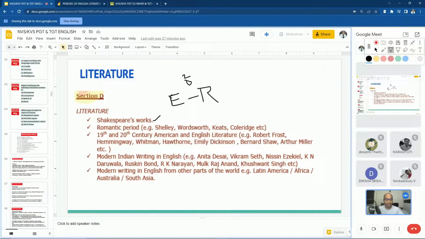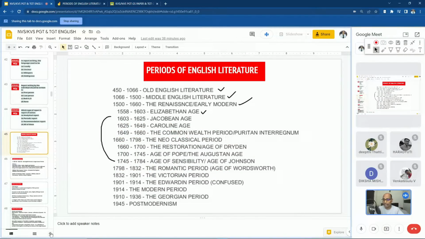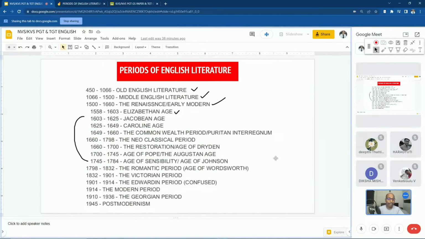So in the previous batch, we decided to complete the syllabus in a systematic manner, we have to go with the periods of English literature, then only we can complete. That is the reason why I am using the same method to complete the syllabus for your NVS or KVS, PGT English exam. We have to learn at least minimum information from the Jacobean Age to the Age of Johnson. Now if you have any questions, Ghoshji, you can ask me.